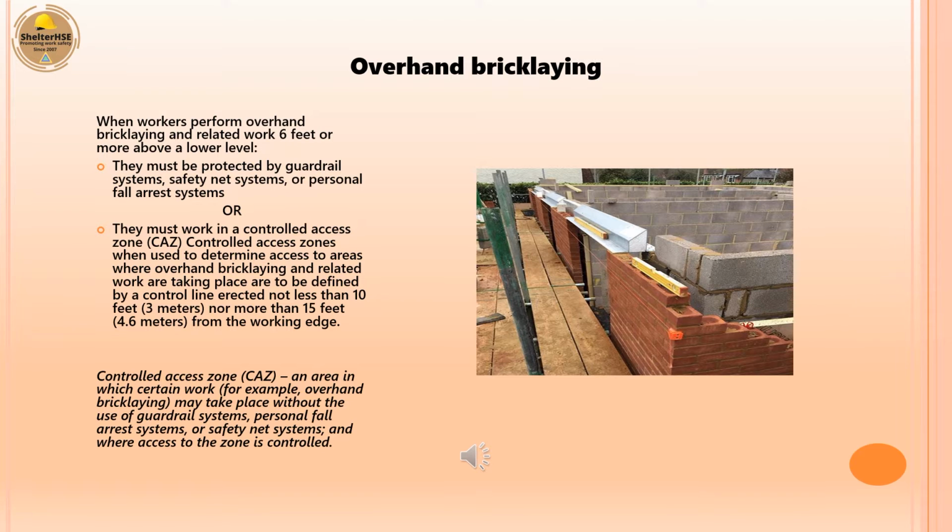Controlled access zones, when used to determine access to areas where overhand bricklaying and related work are taking place, are to be defined by a control line erected not less than 10 feet, 3 meters, nor more than 15 feet, 4.6 meters, from the working edge. A controlled access zone, CAZ, is an area in which certain work, for example, overhand bricklaying, may take place without the use of guardrail systems, personal fall arrest systems, or safety net systems, and where access to the zone is controlled.